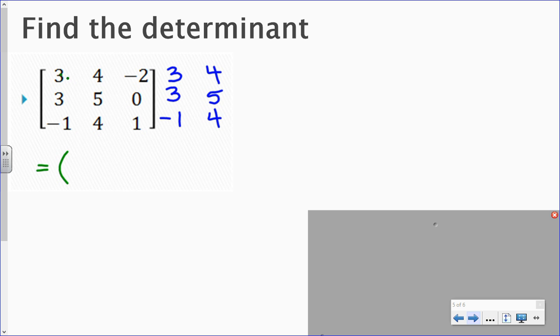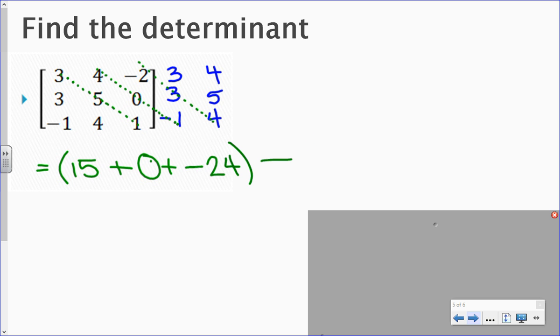What is 3 times 5 times 1? Plus 4 times 0 times, it doesn't matter. Plus negative 2 times 3 times 4. Those are our down diagonals. I'm grouping those together. And then we're going to subtract our up diagonals.